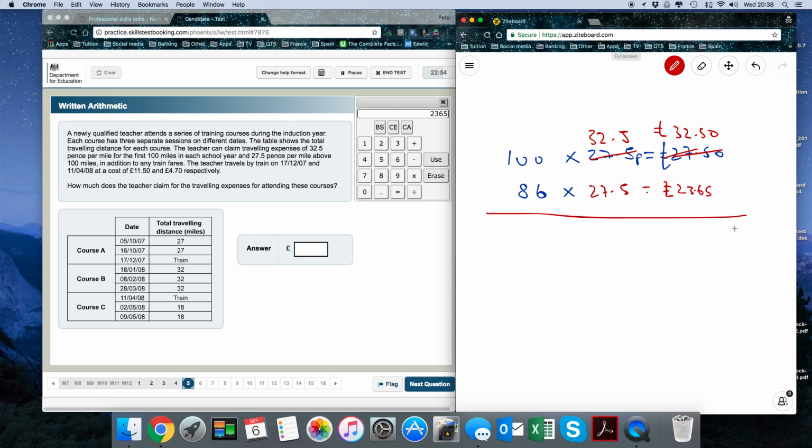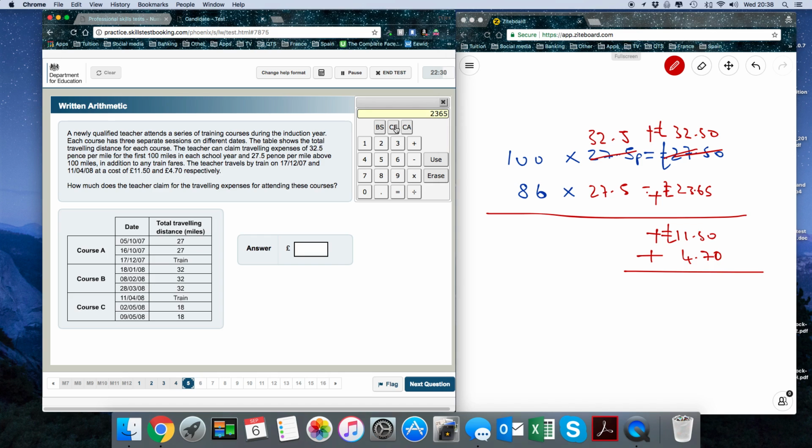But on 2 occasions we used the train. Now trains you don't claim back by mileage. If you buy a ticket, you claim that amount of money back for the ticket. And the question at the top tells you that you did one journey that cost £11.50 and one journey that cost £4.70. So we simply add all of these 4 numbers together. Again, don't try and do anything clever here, just get your calculator out and really focus very closely on typing the numbers in correctly. No mistakes.